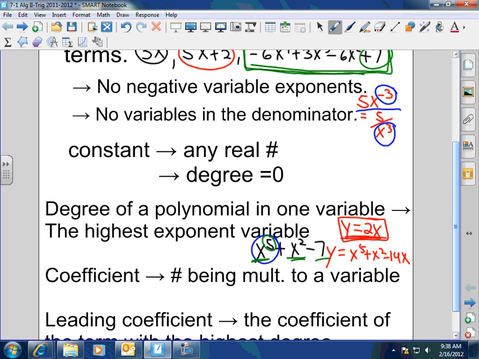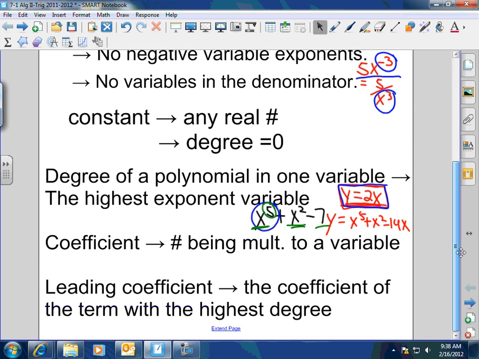Yes? Now, if there were a y, it would be two variables. If there was a y and this was not included, like I just finished saying, then it would not be a polynomial. Thank you. Okay, now, coefficient. Coefficient is the number being multiplied to a variable. Period. That's it. Coefficients are the numbers being multiplied to variables. Doesn't matter the degree of the variable it's being multiplied to. It is simply the number being multiplied to a variable.